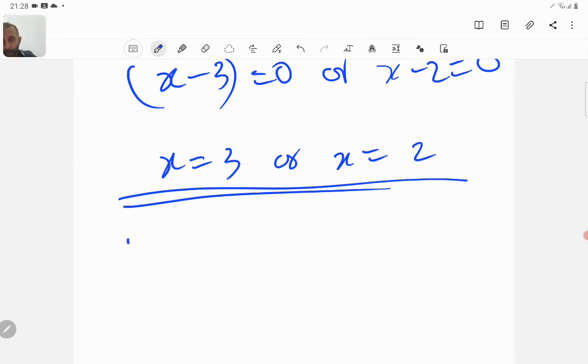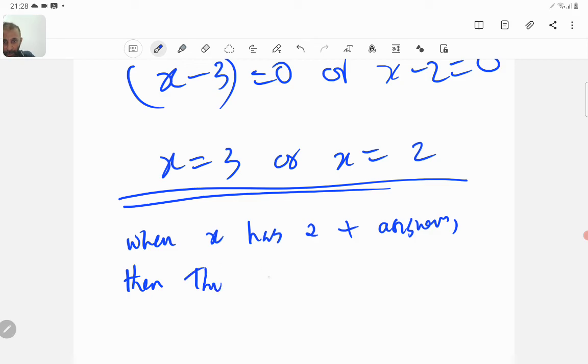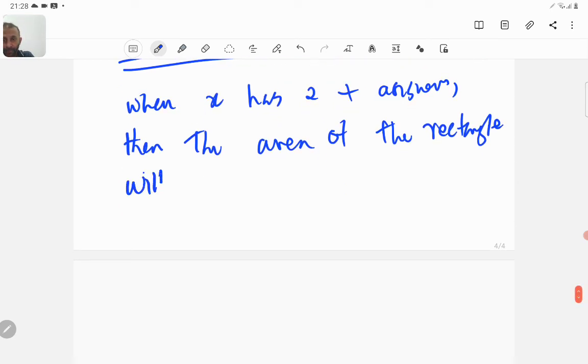When x has two positive answers, then the area of the rectangle will have two answers, or two values.